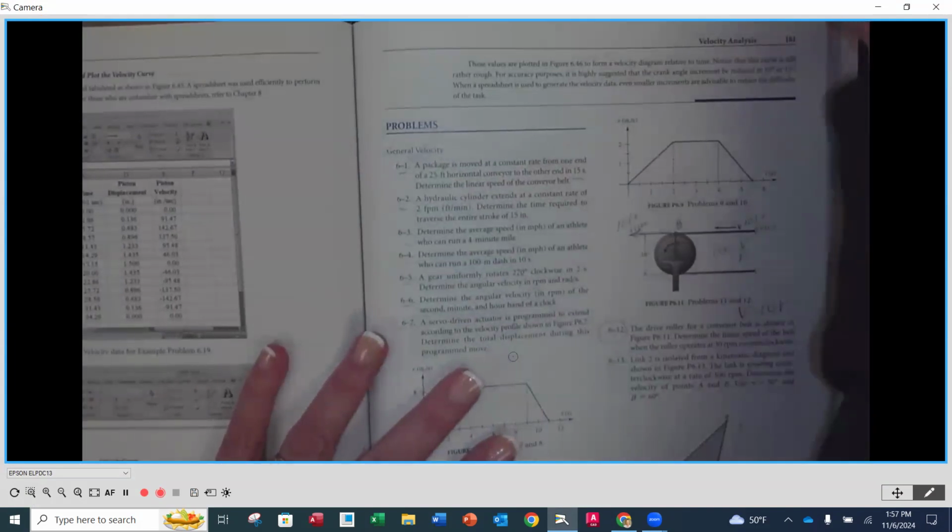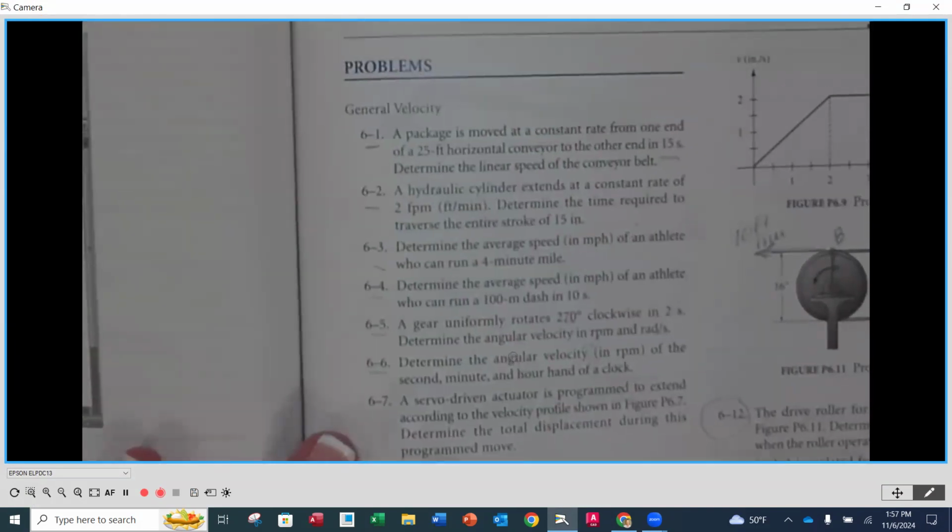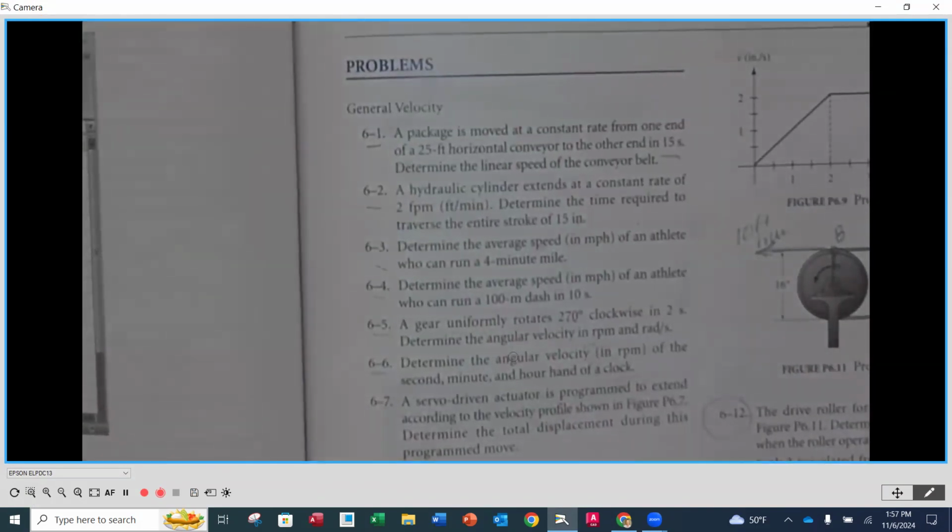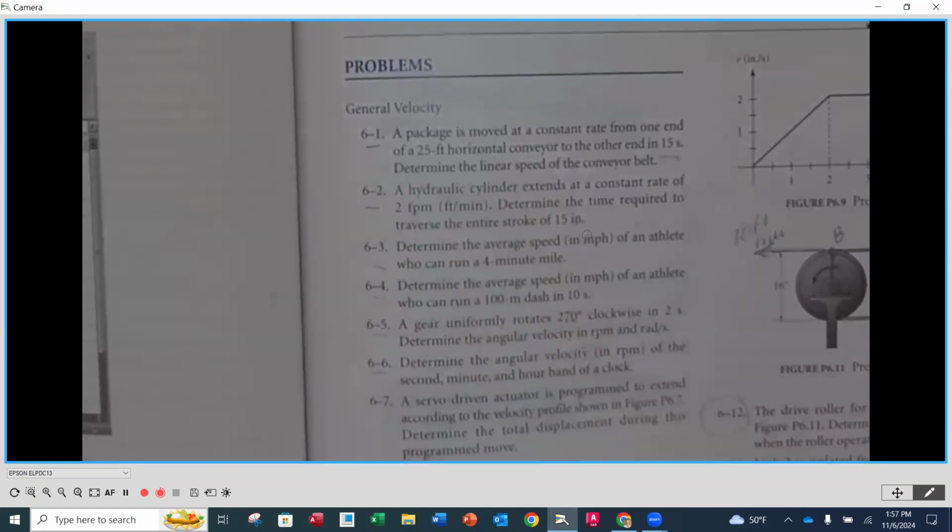Okay. So the first, and this is going to be on page 161 in your book if you want to go to the end of chapter 6. The first problem we have here is going to be problem number 1. A package is moved at a constant rate from one end of a 25-foot horizontal conveyor to the other end in 15 seconds. Sounds familiar? That was just like that first example that we did. Determine the linear speed of that conveyor belt.